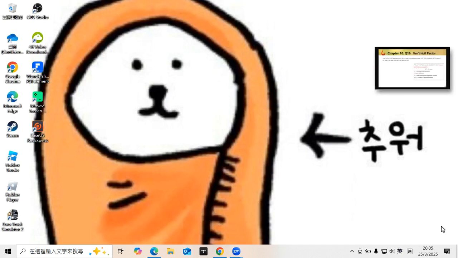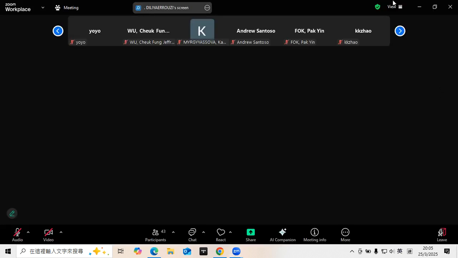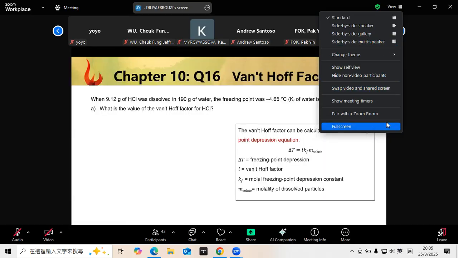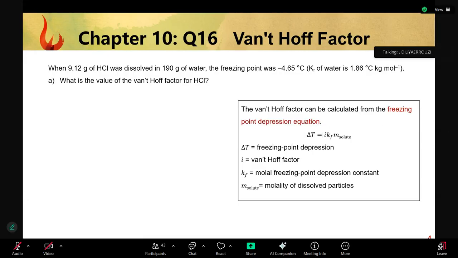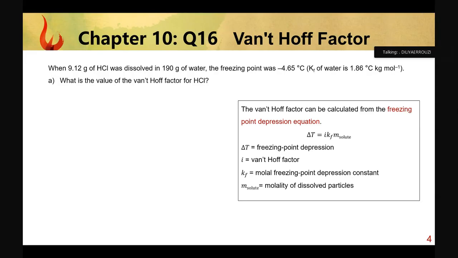Before that, we need to know how to calculate that. The van 't Hoff factor can be calculated from the freezing point depression equation. So we need to know each one of them. The first one is delta T, the freezing point depression, which is how much the freezing point changes. Then i is the van 't Hoff factor, then the constant Kf, and the molality of dissolved particles.